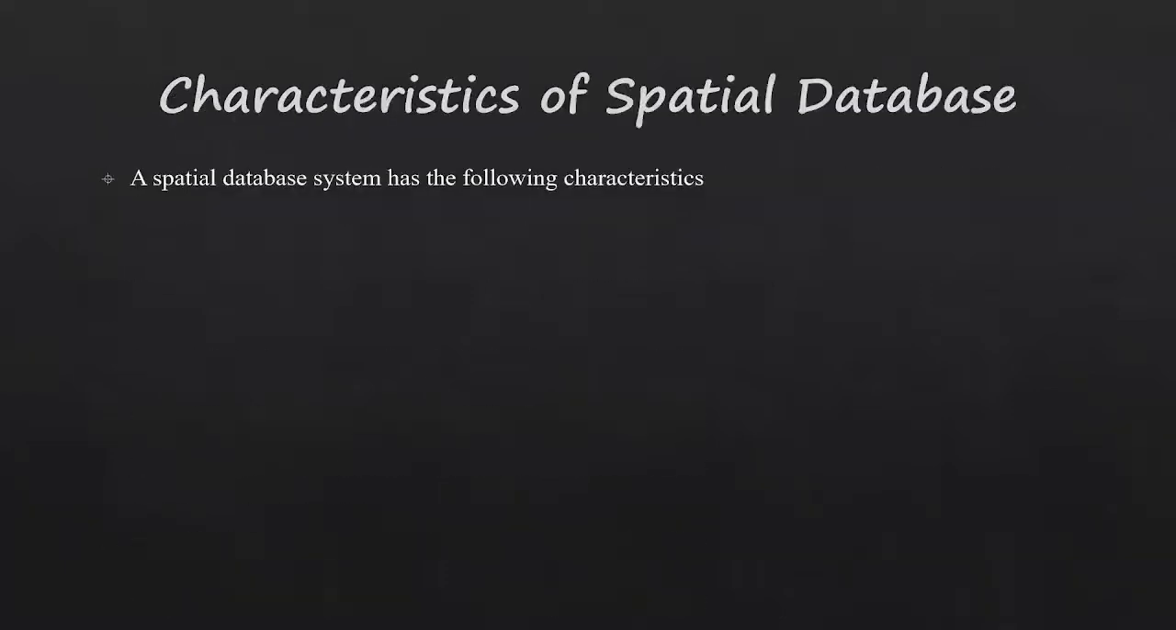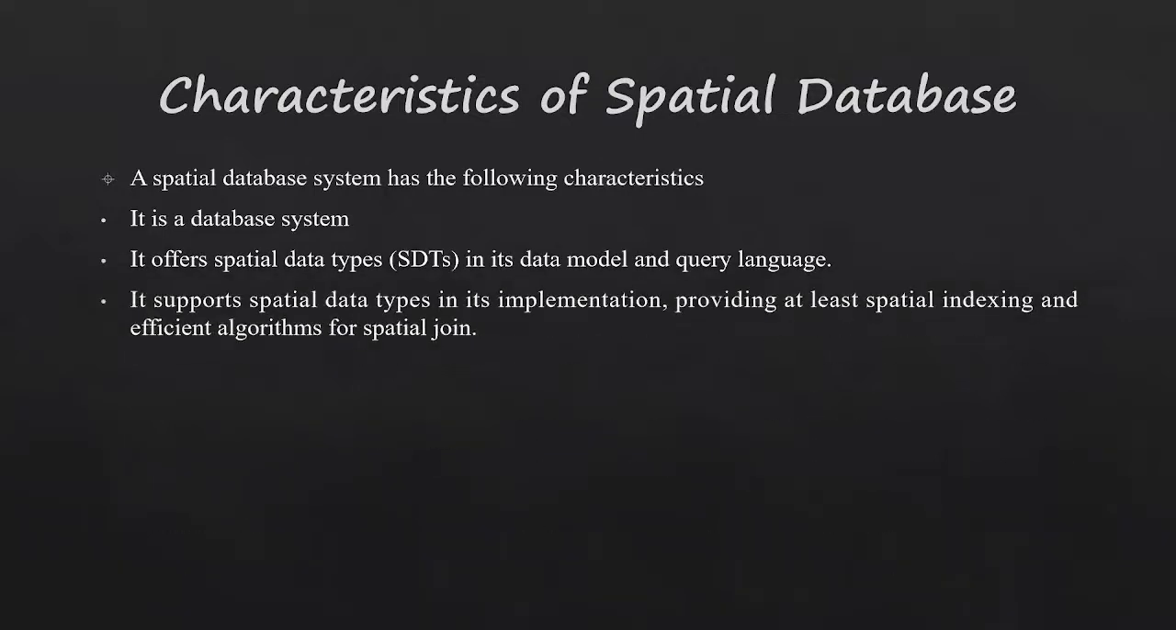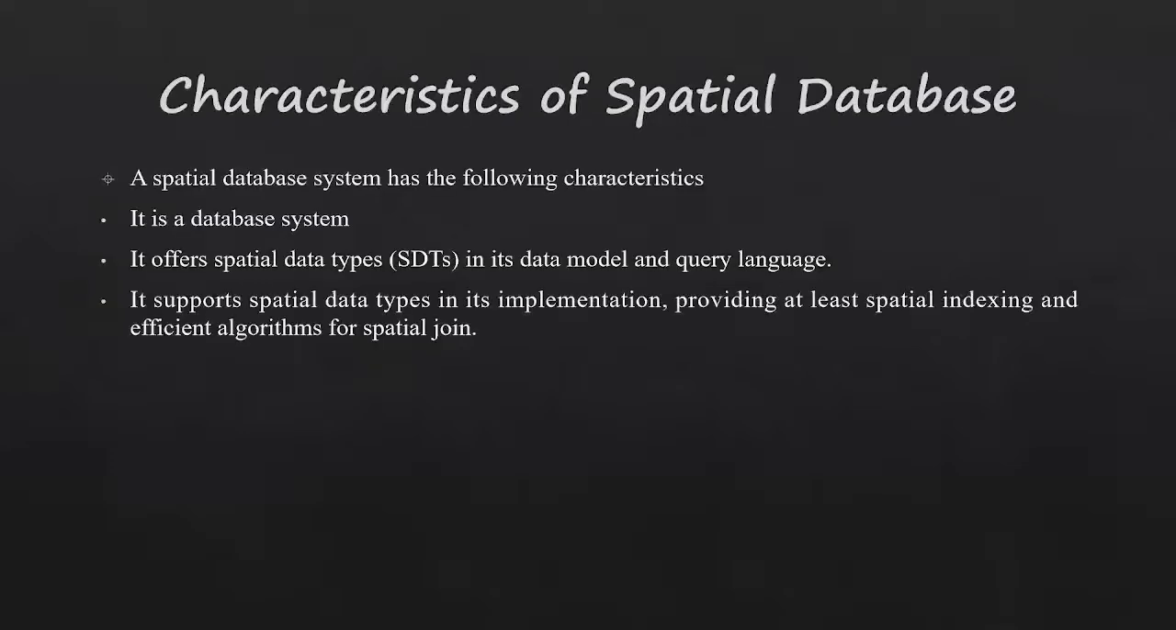And the characteristics of a spatial database management system is simply like, a spatial database system is a database system. It offers spatial data types, that is SDTs, and data models and query languages. It supports spatial data types, and in its implementation provides at least spatial indexing. So how those cities, those small locations are stored in the indexed format. What algorithms are getting used there, that are known as spatial join and all.